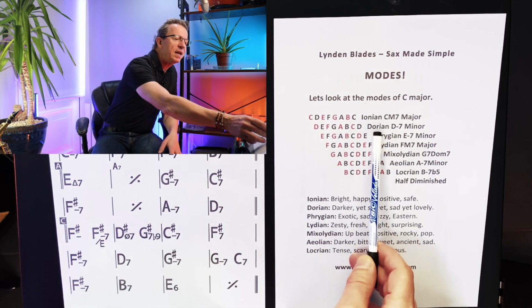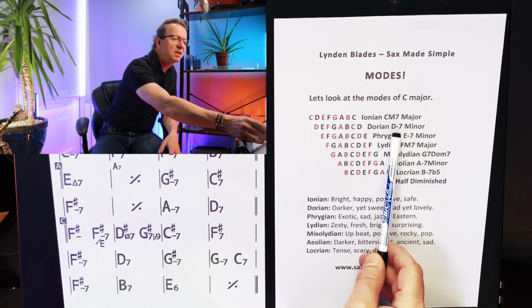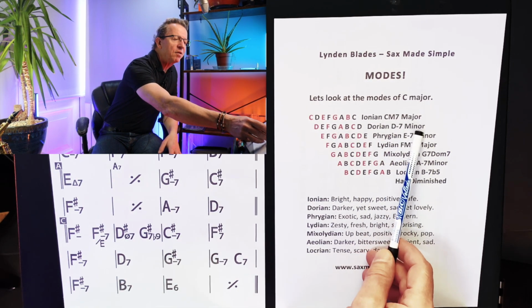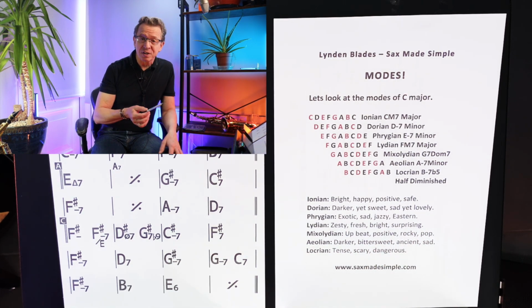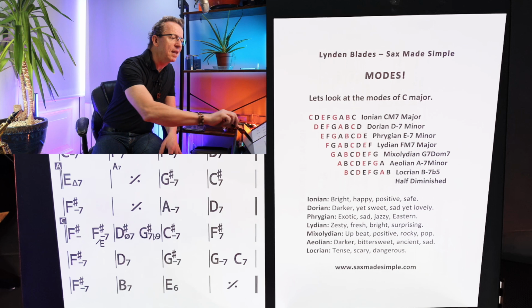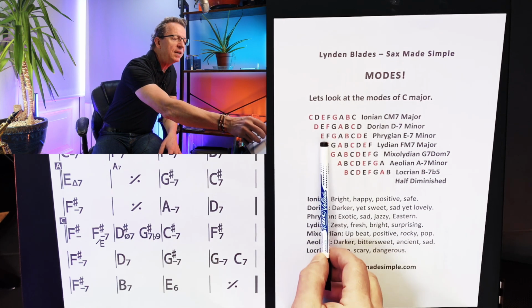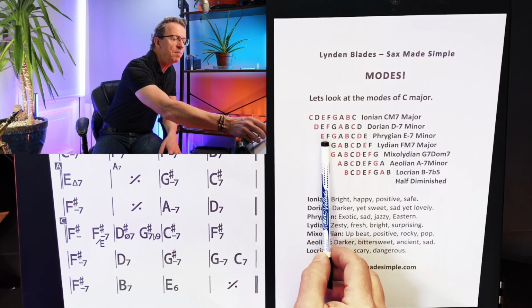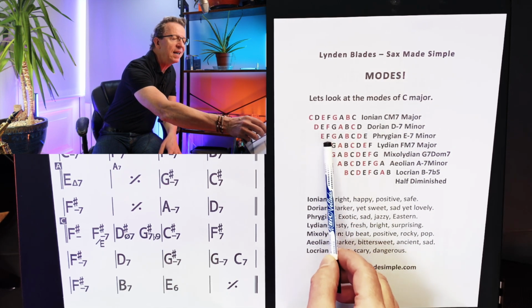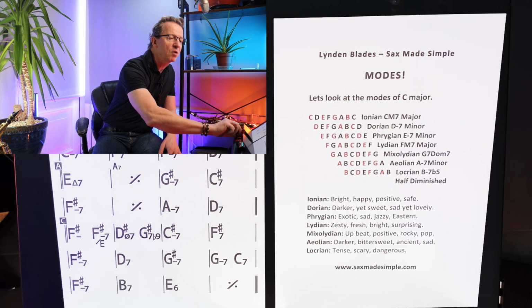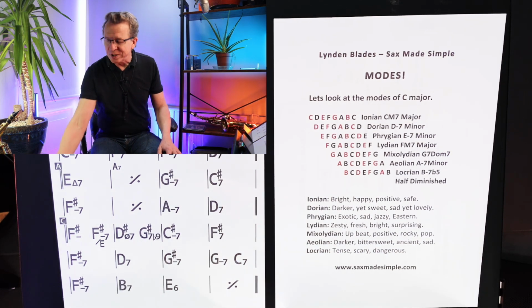So the second mode is Dorian, and we would write that down as D minor 7, and it's a minor scale. And we can do that starting on the next point. So the next scale is a Phrygian. The next mode, if you take C major and go E, F, G, A, B, C, D, E, and can you see the E and the G and the B and the D have now become the chord tones, and that's called a Phrygian.